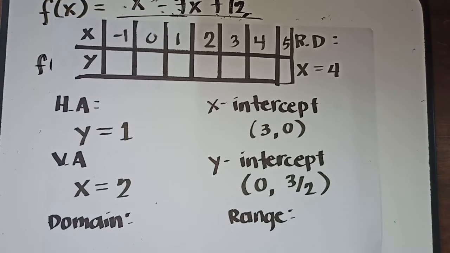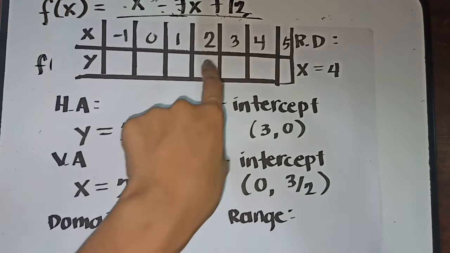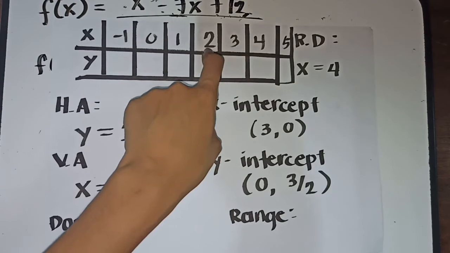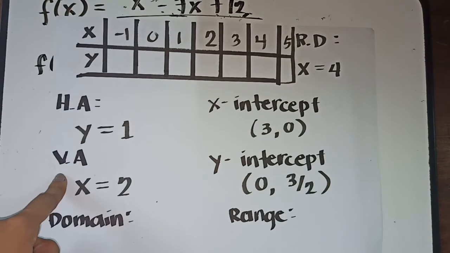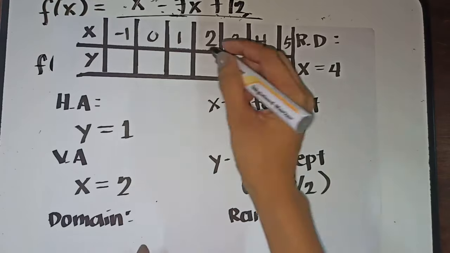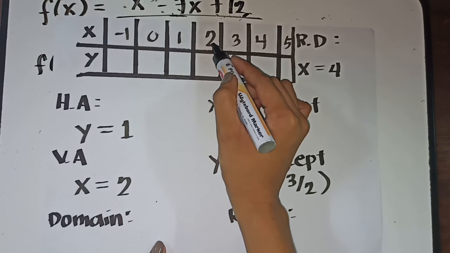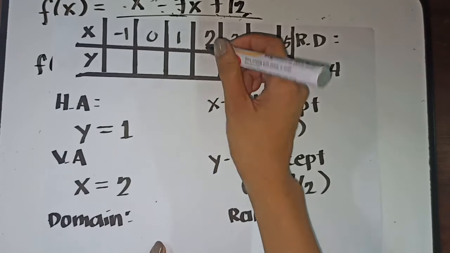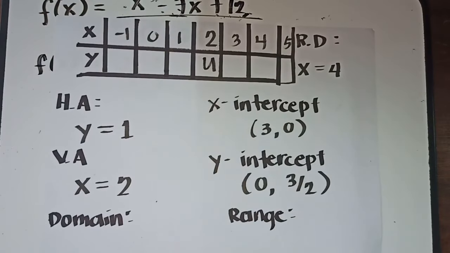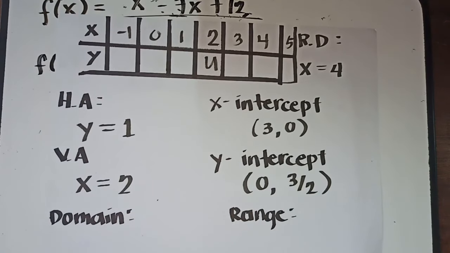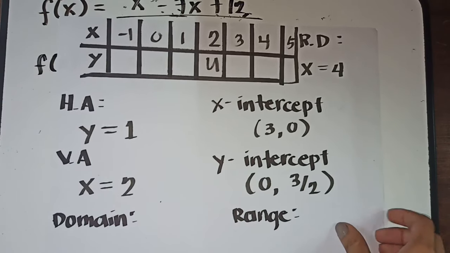Okay, so next. Sabi natin, restriction na natin si 2 because that is your vertical asymptote. At kapag sinubstitute kasi natin itong 2 na to dun sa given rational function, that is already undefined. Because that is your restriction, that is your limitation, that is your boundary. Okay, so let's try to solve for the values of y.